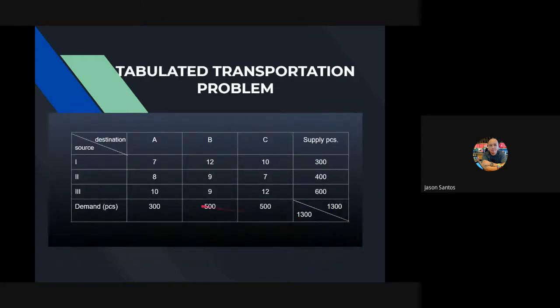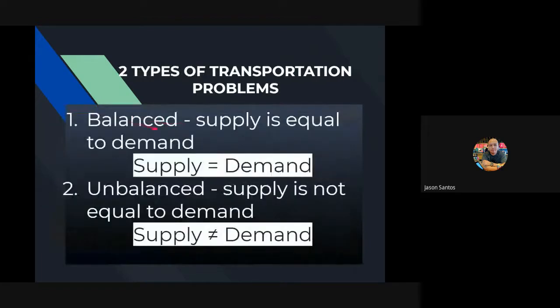So here we have an example of a tabulated transportation problem. So here you can see that this has both totals equally, 1,300 supply and 1,300 demand. So this is an example of a balanced supply because the supply is equal to the demand.